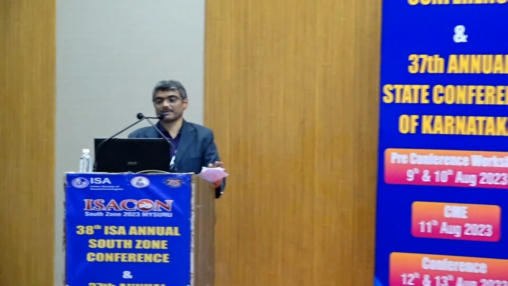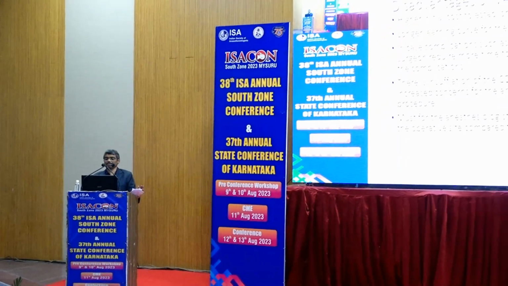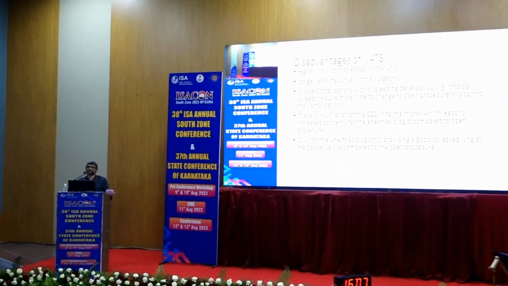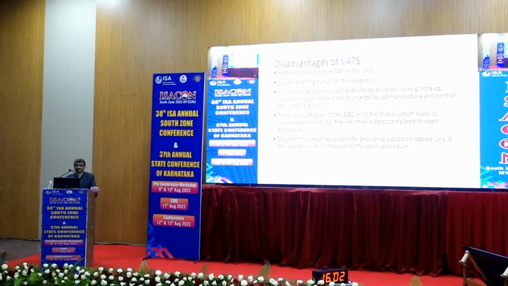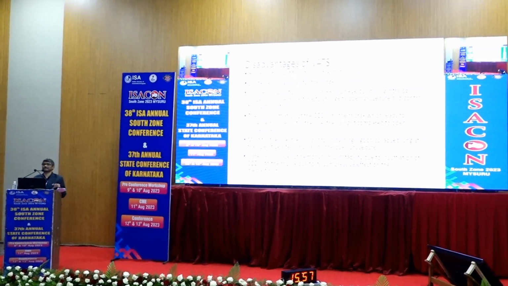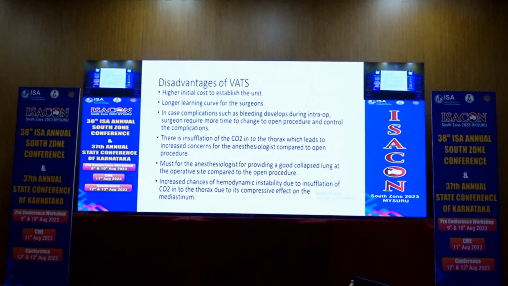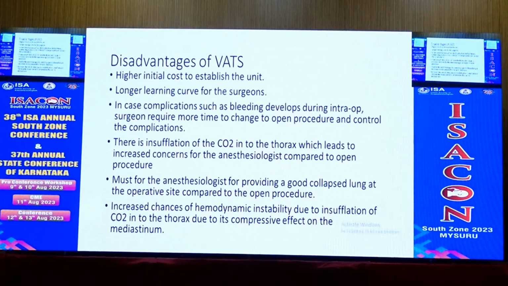And it is a must for the anesthesiologist in VATS surgeries to provide a good collapsed lung so that the surgeon has room for doing surgery. In open surgery, even if you partially collapse the lung, the surgeon can manage. But in a VATS surgery, a fully collapsed lung on the operated side is a must. As there is insufflation of carbon dioxide, there is compression on the mediastinum, which leads to changes in hemodynamics in VATS, which have to be dealt with by the anesthesiologist.